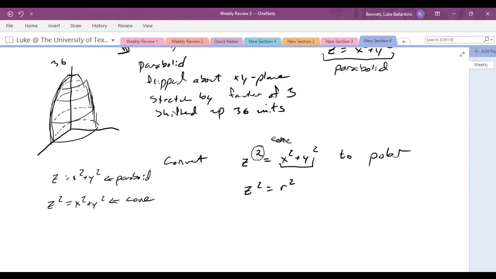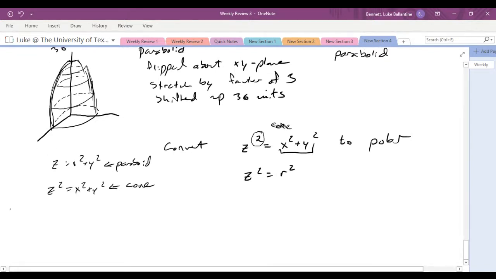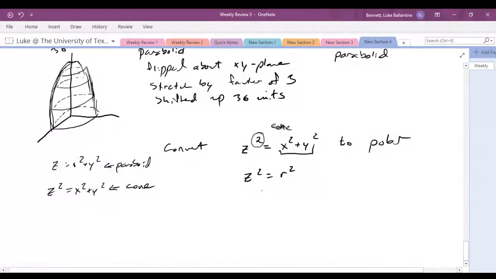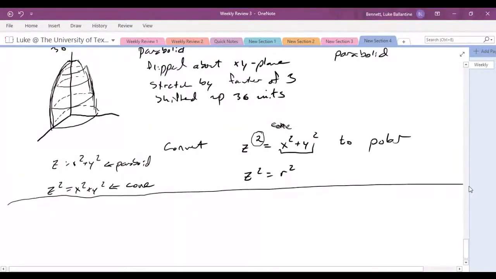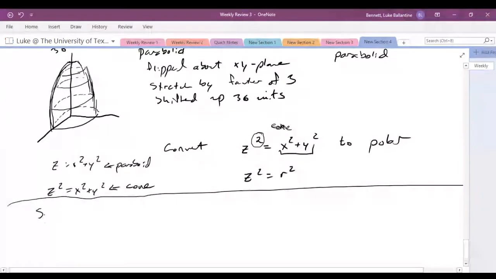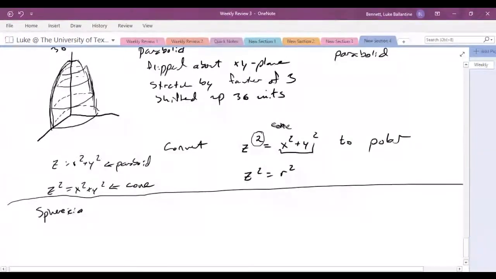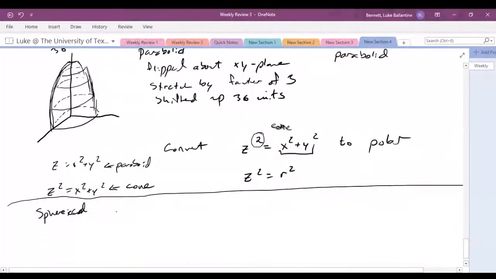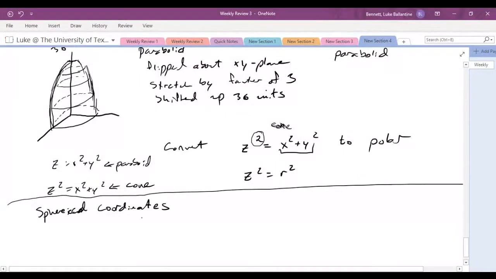Now let's talk about spherical coordinates. Man, I'm so bad at spelling. All right, so I guess it doesn't matter because I'm a math major. I don't have to spell many words.